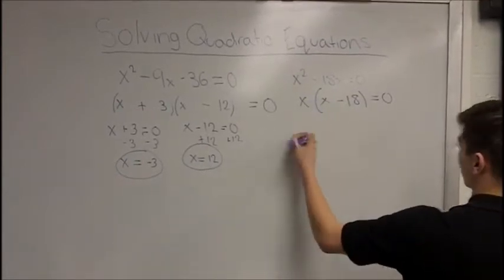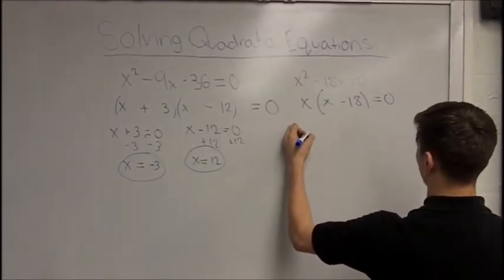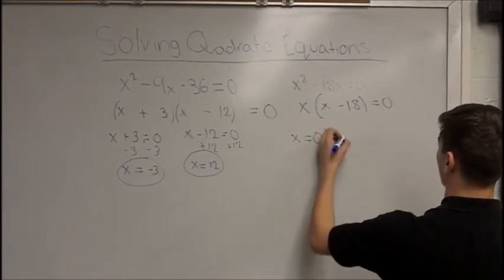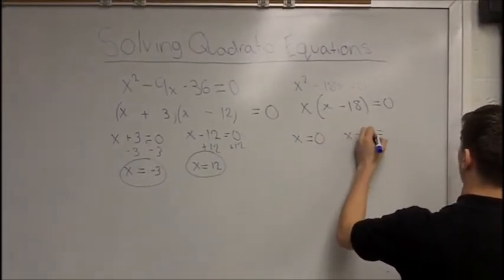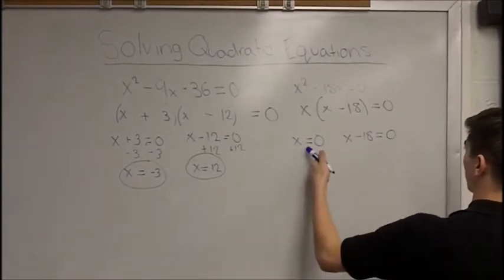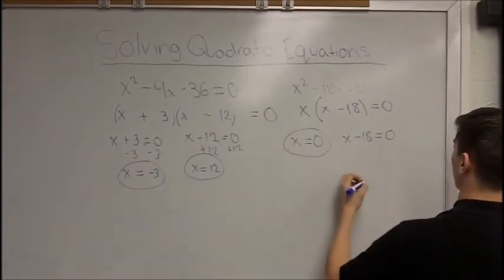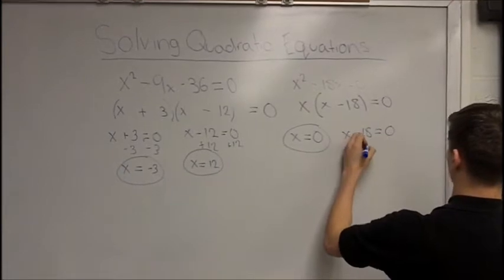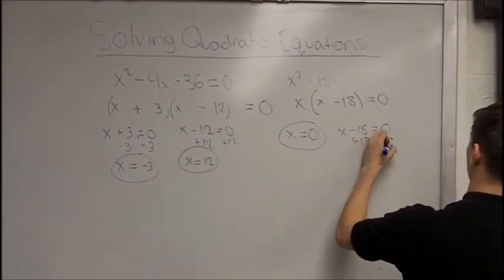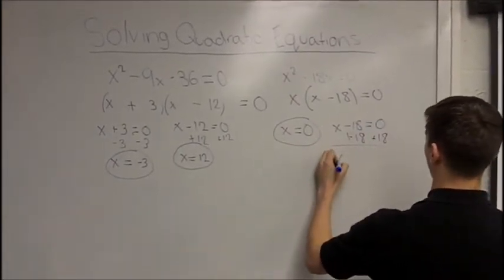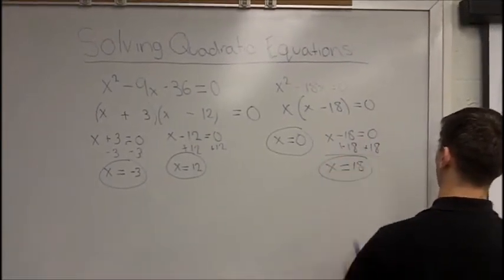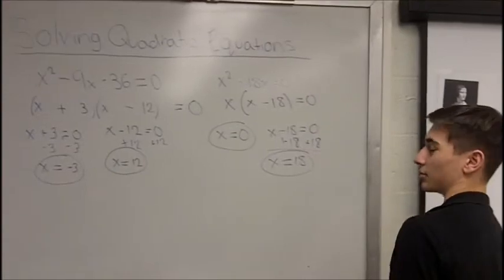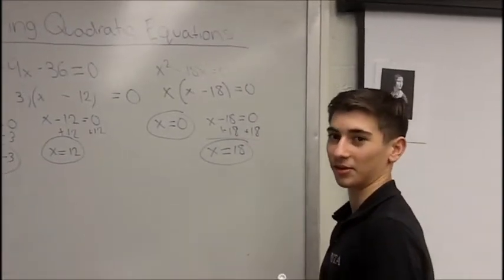Since there's nothing here, we automatically know that x is equal to 0 and x minus 18 equals 0. This part of the equation is done. And now we just have to move 18 to the other side. So we have x equals 18. And that is how to solve quadratic equations by factoring.